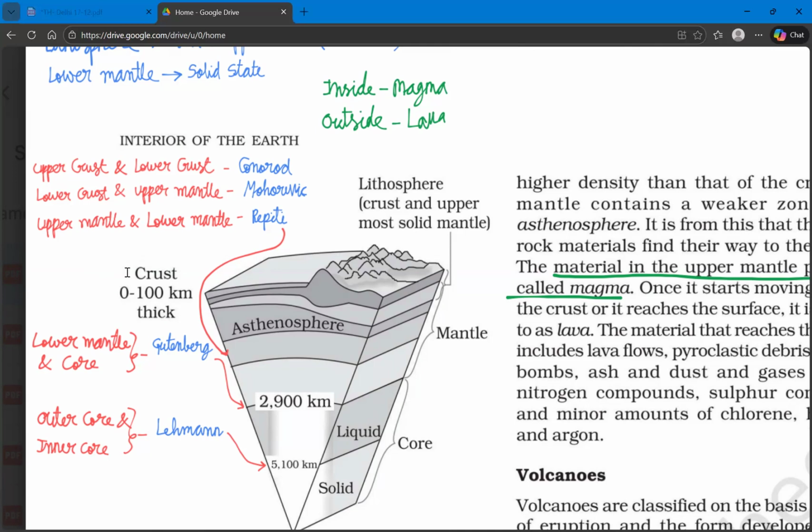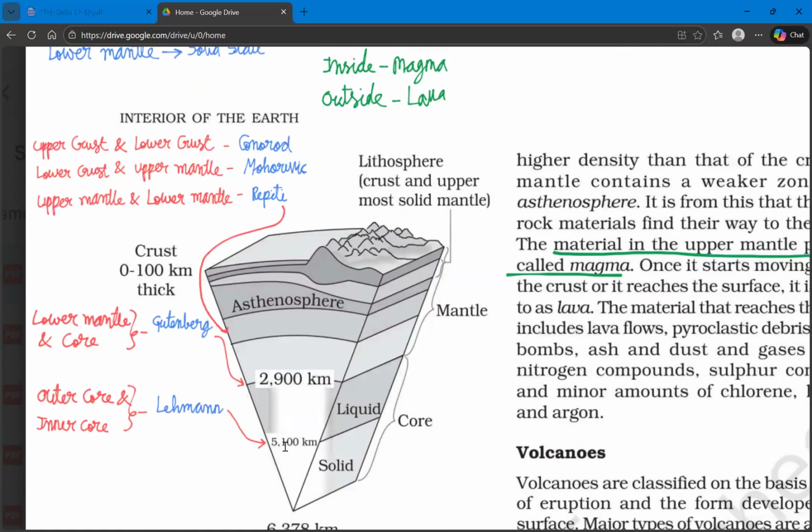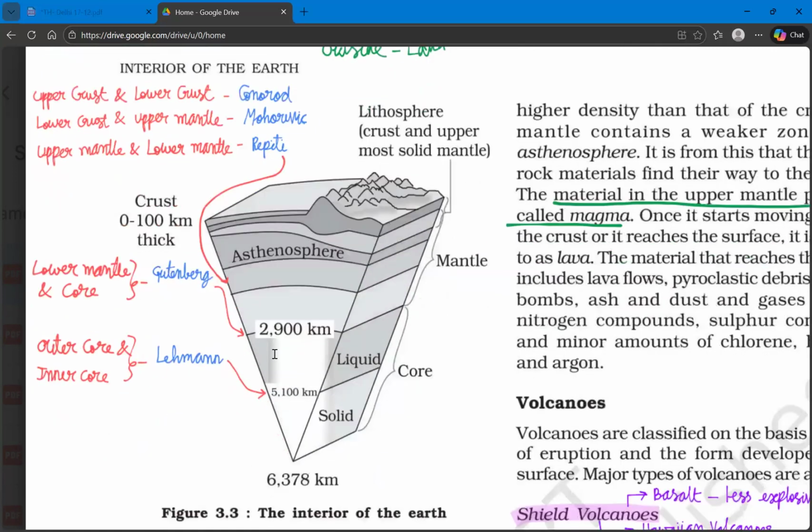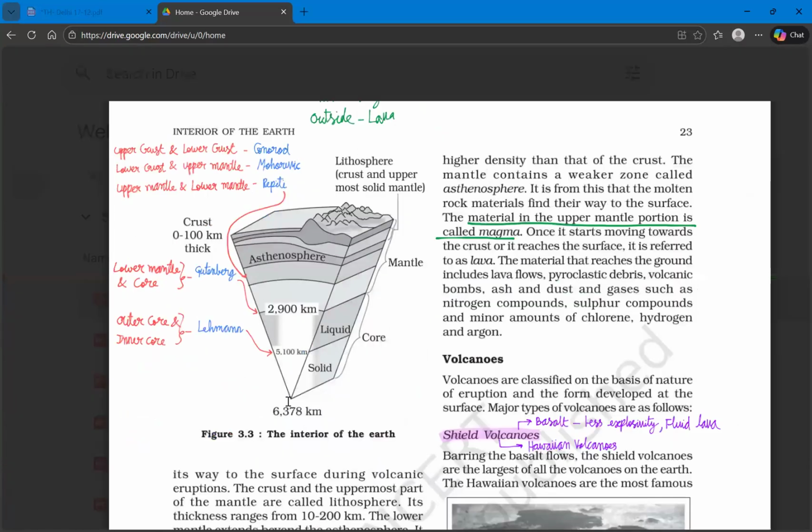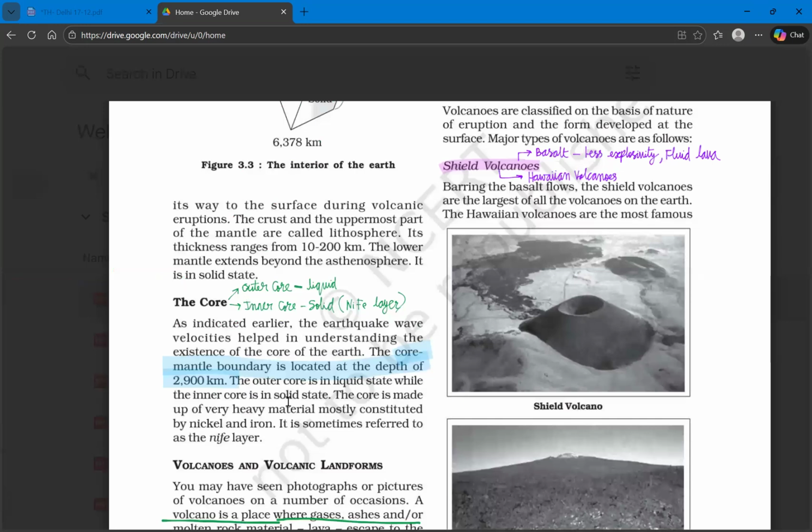So these are the discontinuities, and this is the structure of the earth, where the outermost is the crust, whose thickness is around 0 to 100 kilometers. And then we have the mantle, which goes until a depth of 2,900 kilometers. And from there we have the core, which extends up to 6,378 kilometers. This is the structure of the earth.